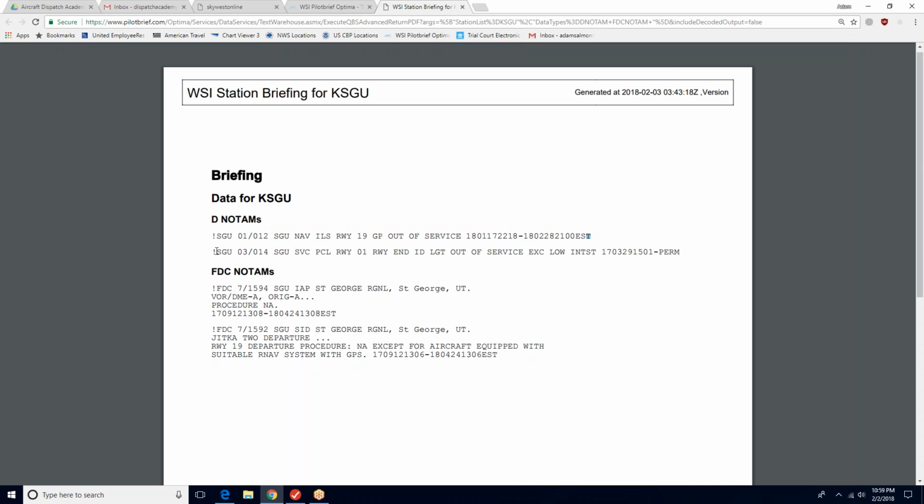Just to review, this next one here, St. George, is 03, so that means March. In this case, this is March of last year. So this NOTAM has been in here since March of last year. It was the 14th NOTAM of March 2017. So St. George, and it's in the service category.